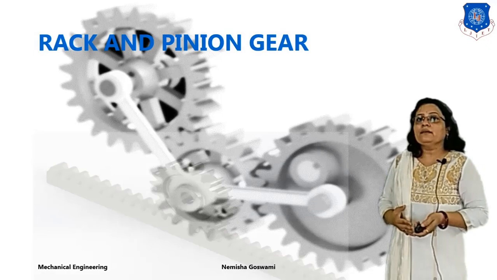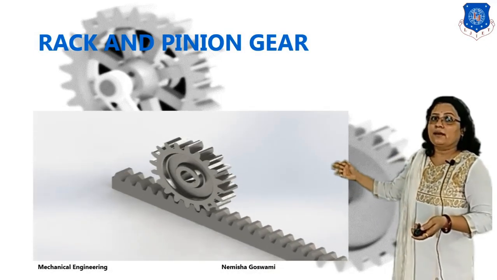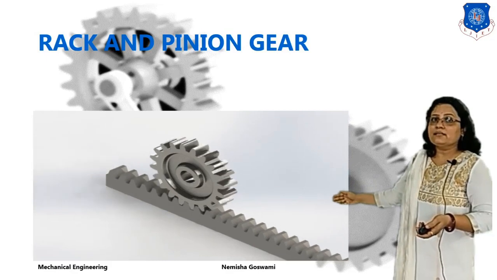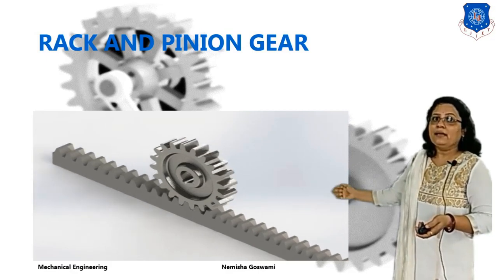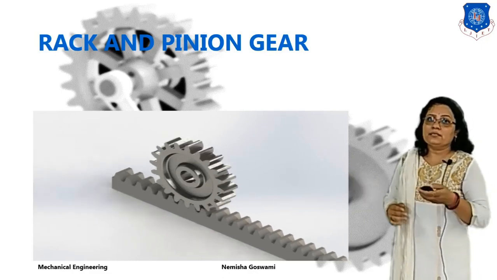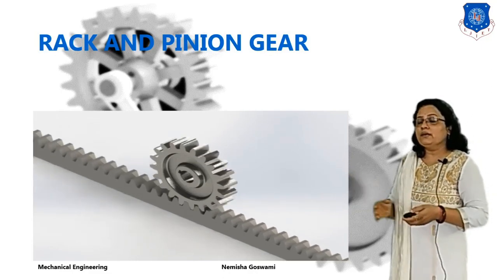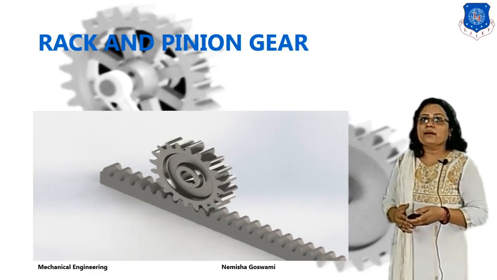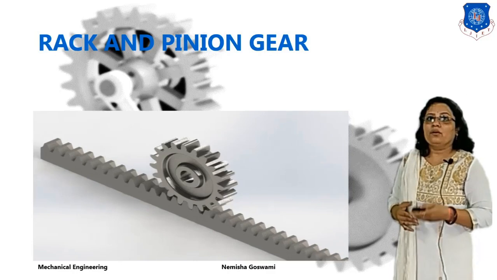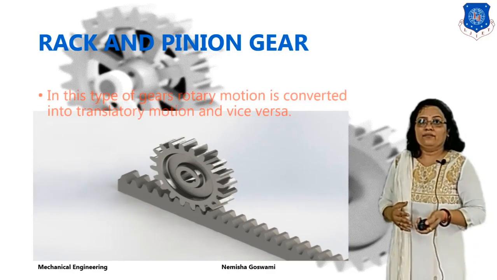So rack and pinion gear, you can see here in this diagram, one element of which is having the translatory motion is known as rack, and which is having the rotary motion is known as pinion. So these types of gears are basically used to transfer your translatory motion to your rotary motion, or you can say vice versa.